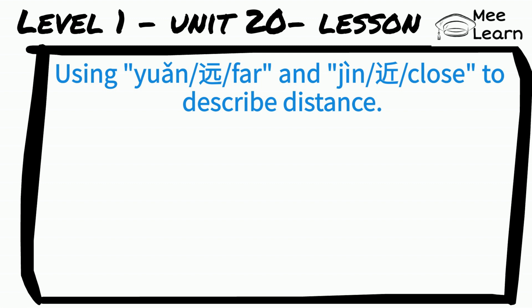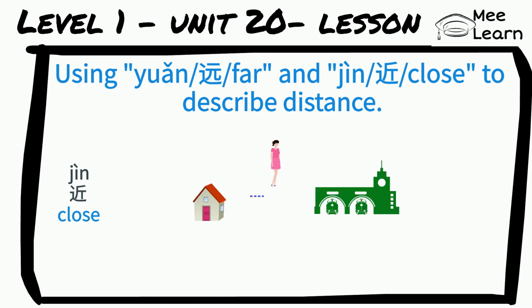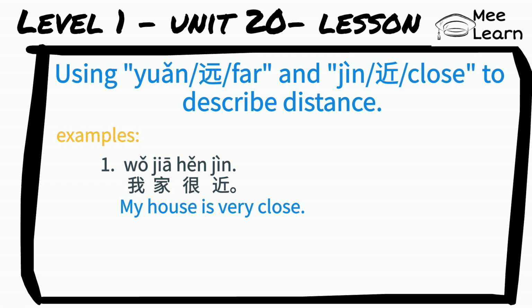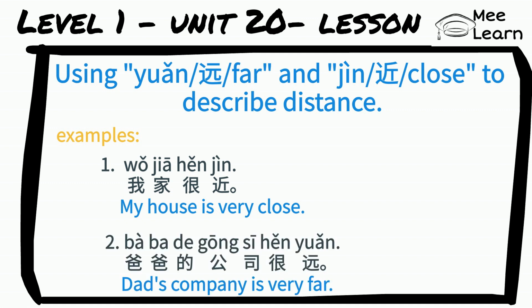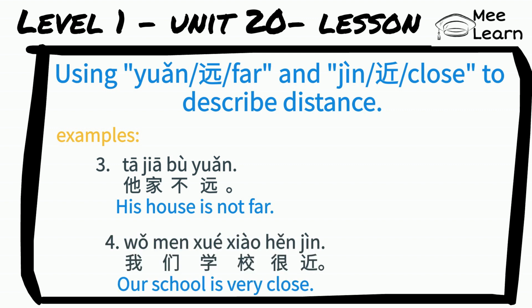Using 远 and 近 to describe distance. 远 far, 近 close. For example, 我家很近 My house is very close. 爸爸的公司很远 Dad's company is very far. 他家不远 His house is not far. 我们学校很近 Our school is very close.